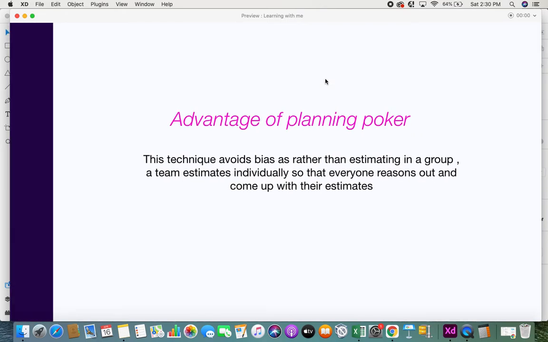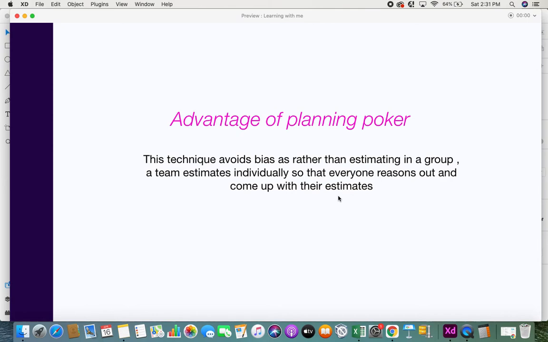And this is about the planning poker technique. The main advantage of using planning poker is that this technique avoids bias, as rather than estimating in a group, a team estimates individually so that everyone reasons out and comes up with their own estimates. Usually when you're in a group and someone says this is a 3 pointer, though you might have a valid reason that it could be a 1 pointer, still because everyone says it's a 3 pointer, you might say okay, it might be a 3 pointer, and you might prove yourself wrong.